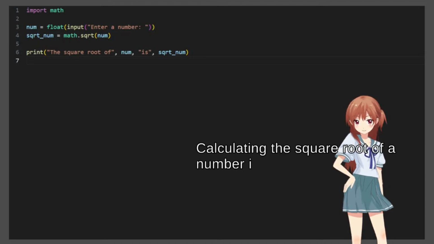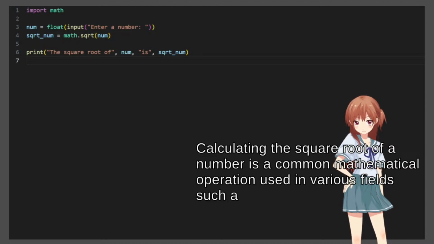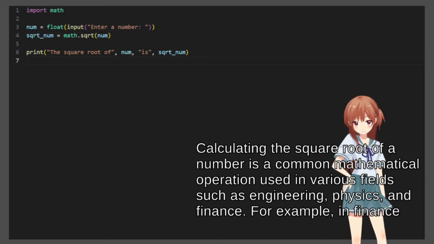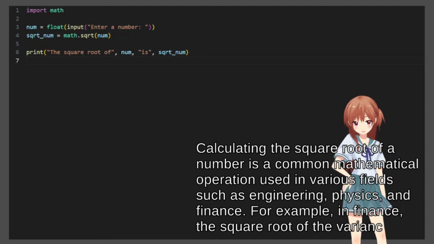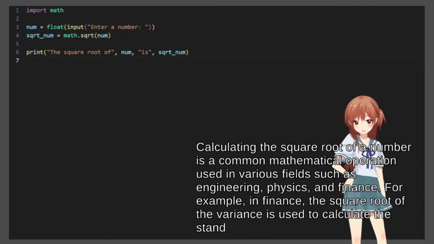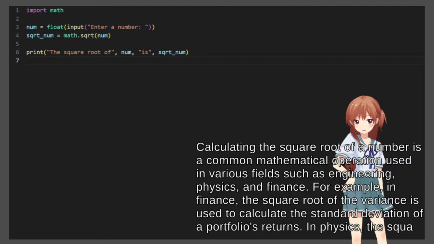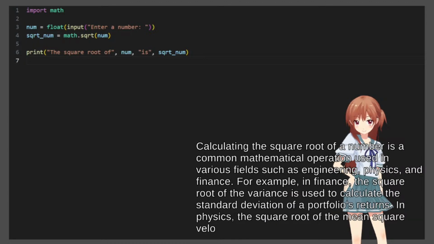Calculating the square root of a number is a common mathematical operation used in various fields such as engineering, physics, and finance. For example, in finance, the square root of the variance is used to calculate the standard deviation of a portfolio's returns. In physics, the square root of the mean square velocity is used to calculate the root mean square speed of gas particles.